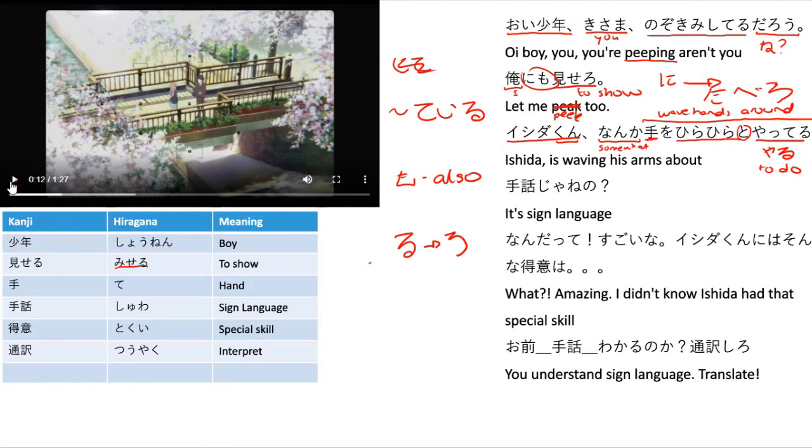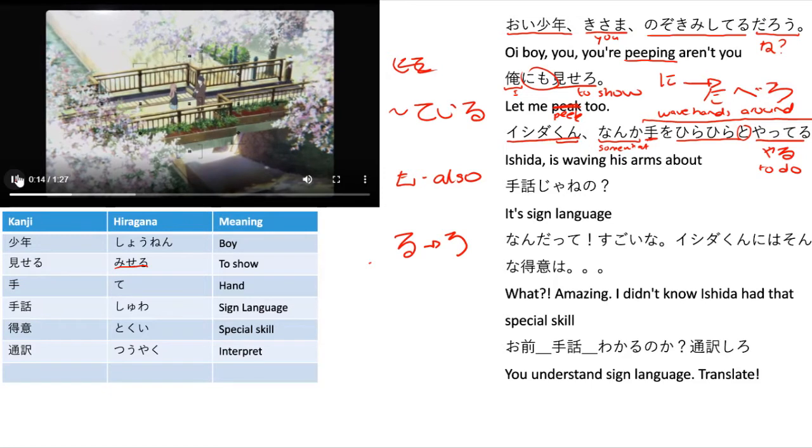Okay. So she just said "shuwa ja ne no. Nan datte?" So she just said "shuwa ja ne no." Shuwa. So if we're looking at it from a kanji perspective, it's very logical.